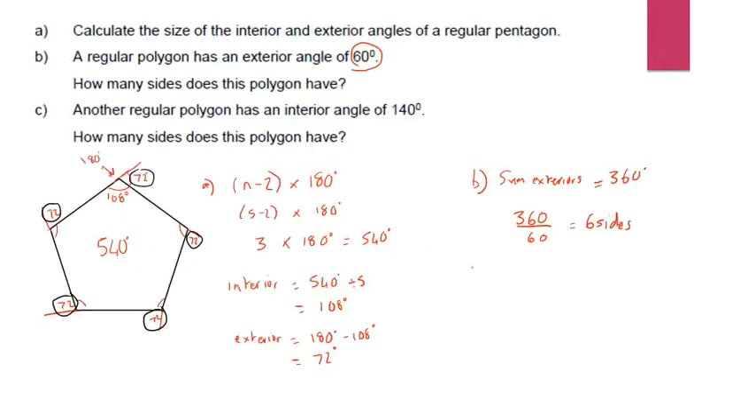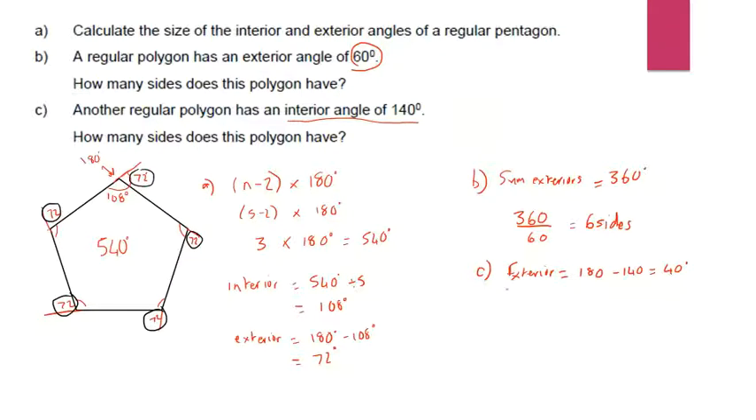And for part C then, another regular polygon has an interior angle of 140 degrees. How many sides does it have? Well, we know if we can find the exterior angle, then we can work with that to work out how many sides there are in the shape. So if we know the interior is 140, then the exterior angle will be 180 minus 140. So the exterior would be 40 degrees.